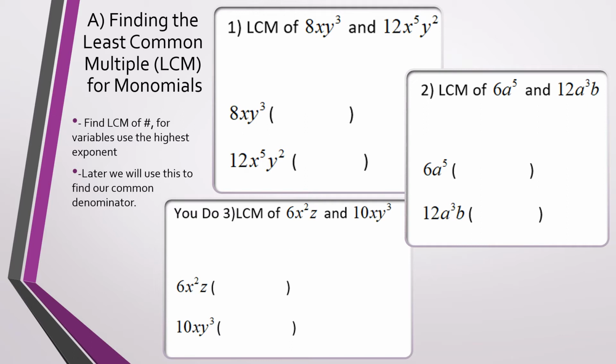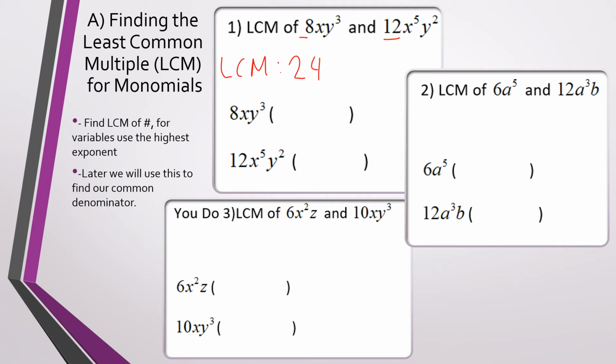So what number is the least common multiple of the two? And then for variables, you're using the highest exponent. So we're going to use this method to do our LCD later on. So between the number 8 and 12, for 8, I have 8, then 16, then 24. I know that 12 has a multiple of 24. So my LCM number is going to be 24.